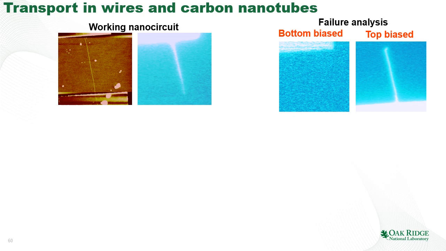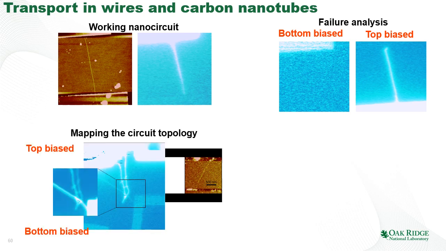Of course, it's very easy to overdo it. So in this particular case, I applied too high a bias and the electrode is burned. But now I can see exactly where it happens. So I'm doing a failure analysis. So if I apply bias to the bottom electrode, then only the electrode is biased and everything else is not biased. If I apply bias here, then I see that the electrode and the nanotube are biased, but I also see the region where the potential dropped.